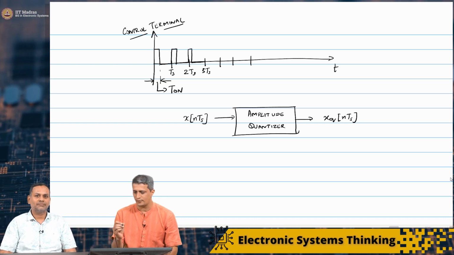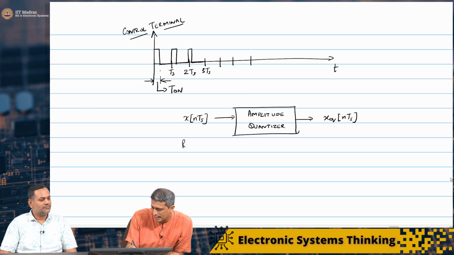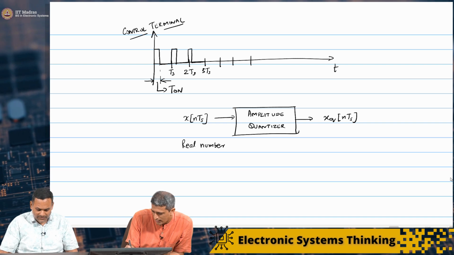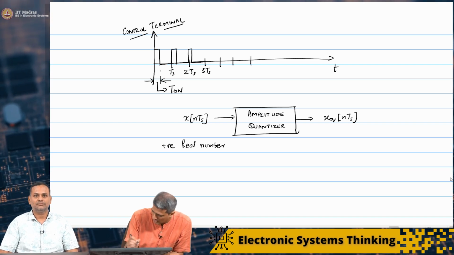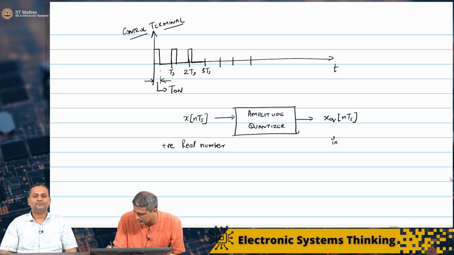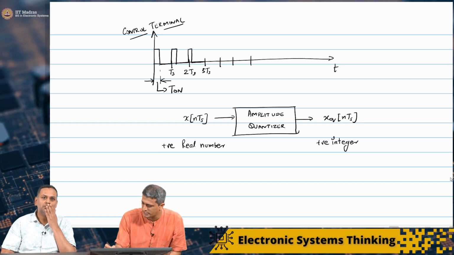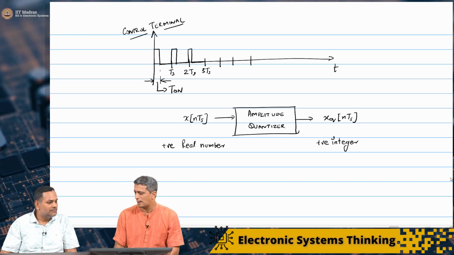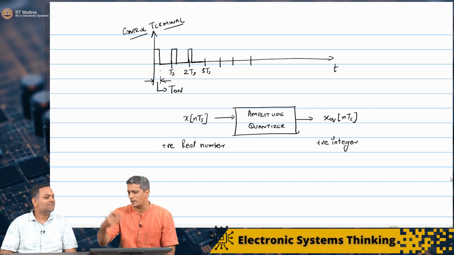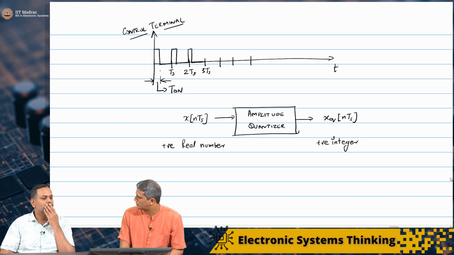So effectively x of nTs is any real number, or maybe a positive real number, because it's a voltage, and this is going to come out to be some integer, a positive integer. We can assume this mapping. Last time we saw I think 130 levels, 0 to 129 or something like that. So now how do you think we can go about doing this?